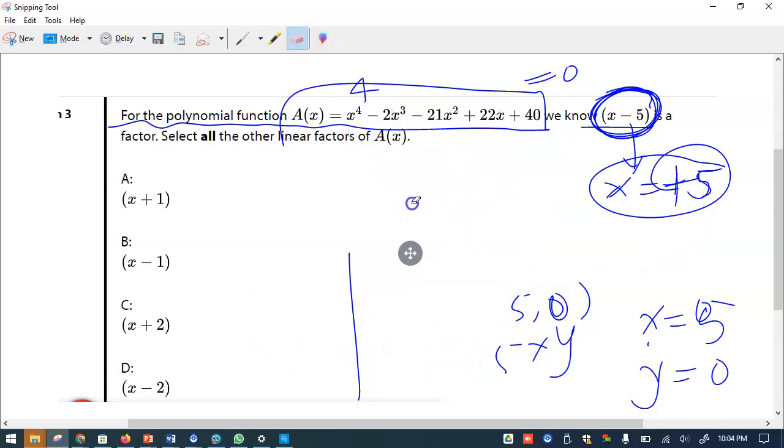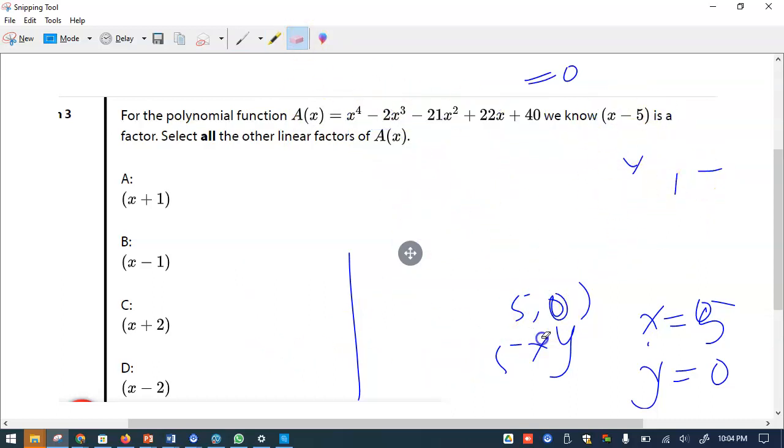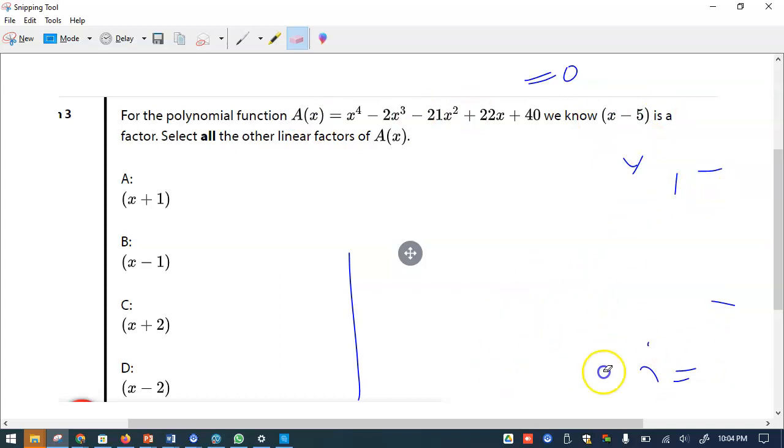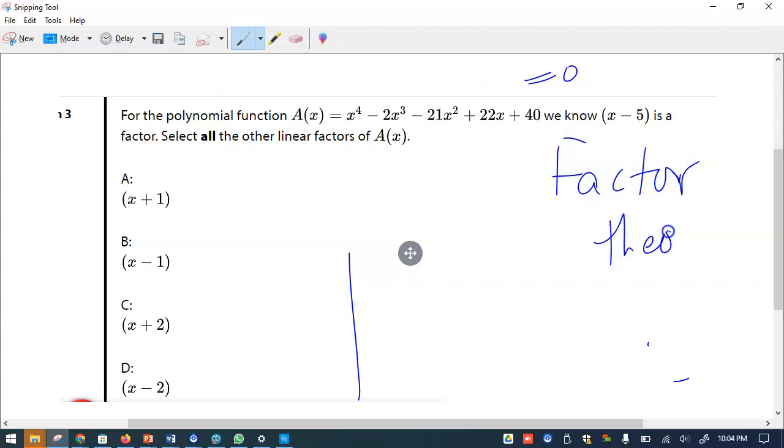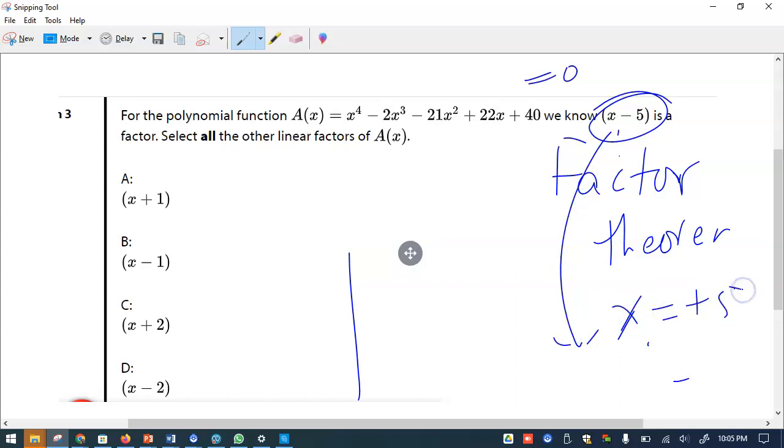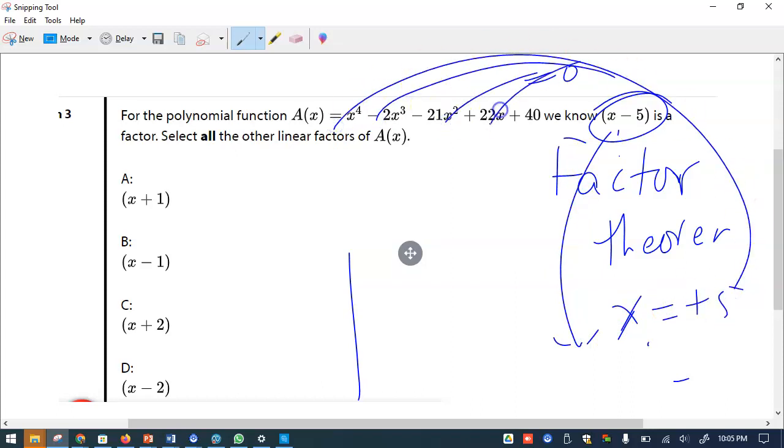Now, the question is, do we have to do the long division method to figure this out? No, just plug this in. This is the factor theorem. In the very near future, we'll see something called the factor theorem. What does the factor theorem mean? If something is a factor, how do we know it is a factor? You do the opposite of that, which is plus 5, plug it in, and see if you get a 0. That's all you're going to check. Let me check this one.